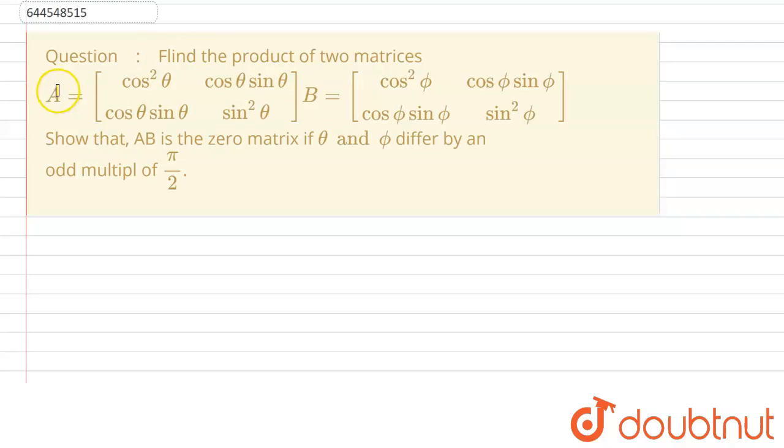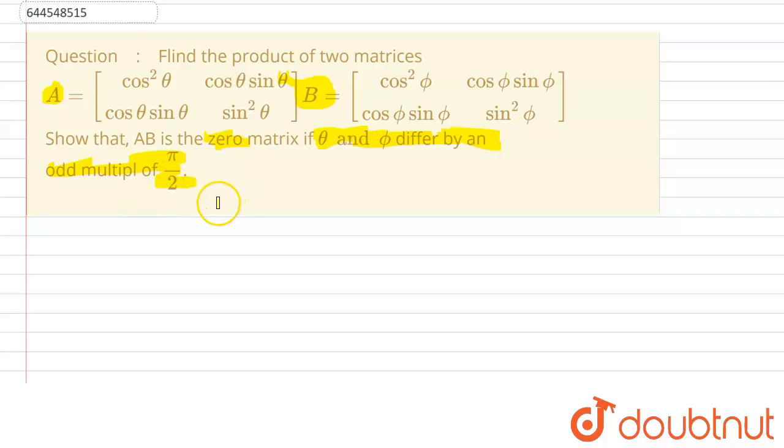Hello everyone, so the question is: find the product of two matrices. Two matrices are given to us, matrix A and matrix B. Now it is saying that show that AB is a zero matrix if theta and phi differ by an odd multiple of pi by 2.